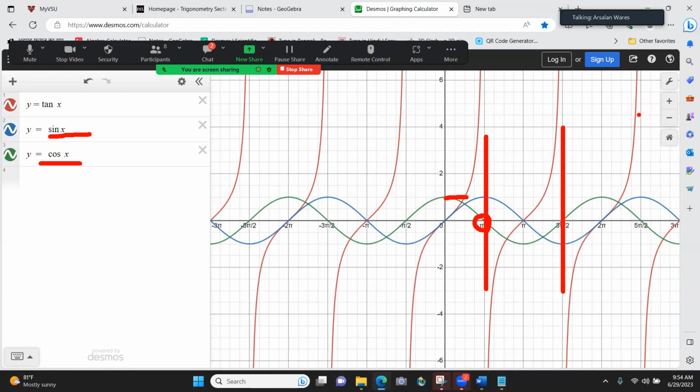I'm going to go to the next slide on GeoGebra notes, and I'm going to spell it for you guys. So these are the places where the cosine value is 0. I can see it right here. The cosine value is 0. That's why you have a breaking point. And that's why tangent function looks the way it does.